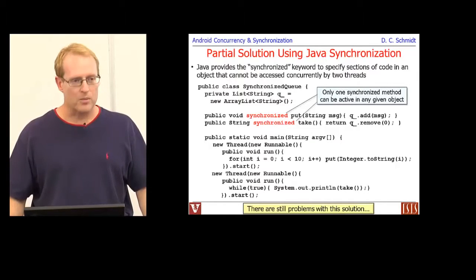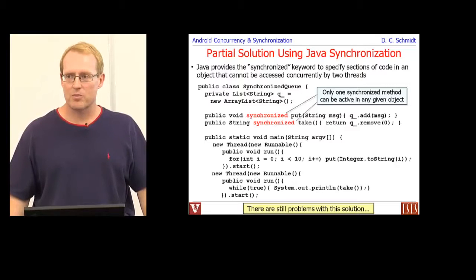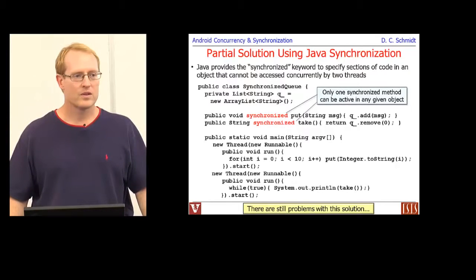Okay, there's still a problem with this solution, though. Does anybody see what the problem is still going to be here? So we don't have to worry quite so much about the data structure being corrupted, but we still have to worry about some other things. Multiple threads will not be able to read if you have more threads, because reading does not need to be protected.